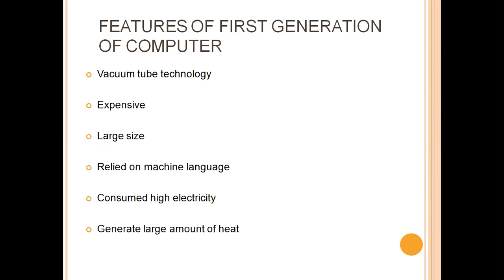What were the features of first generation of computer? It was based on vacuum tube technology. They were very expensive. They were large in size. They relied on machine language, meaning binary concept, therefore zeros and ones. They consumed high electricity and generated a large amount of heat.